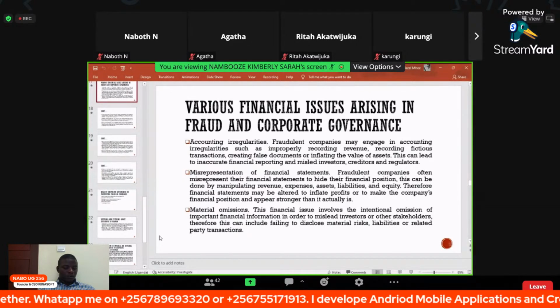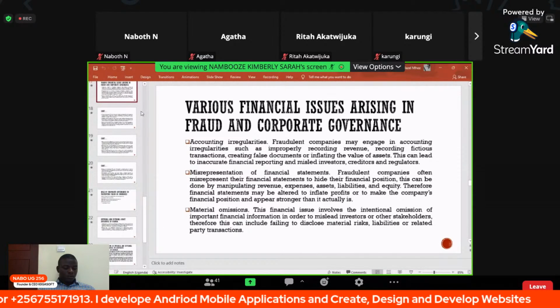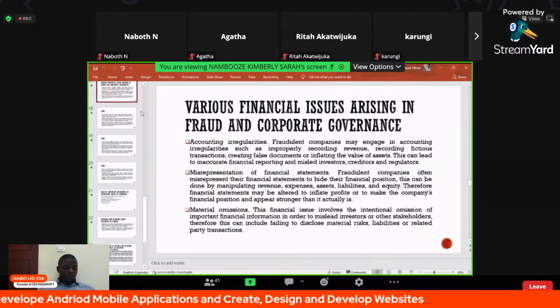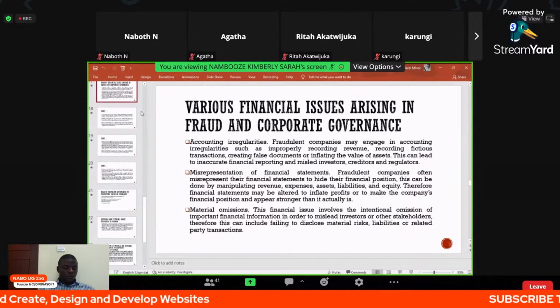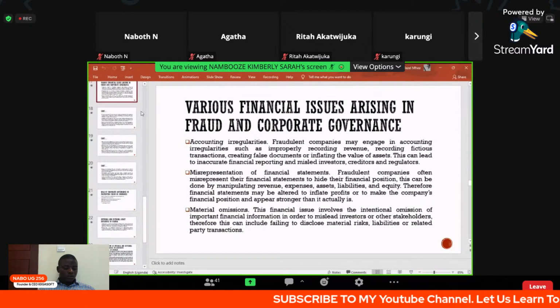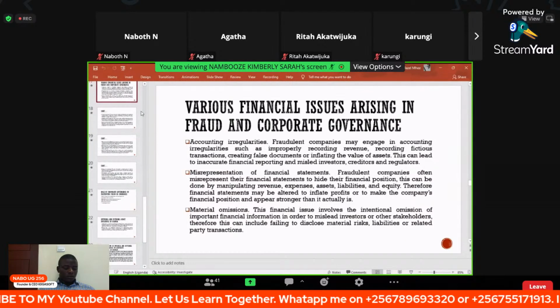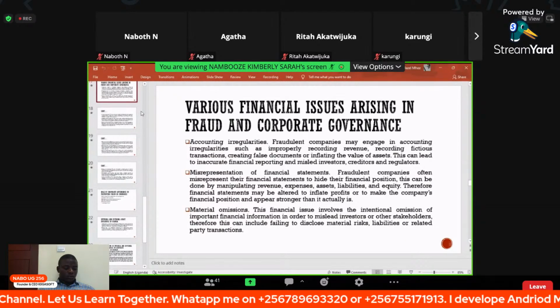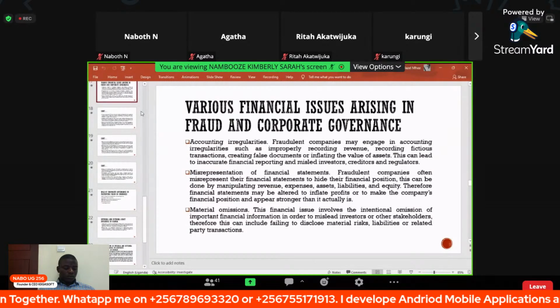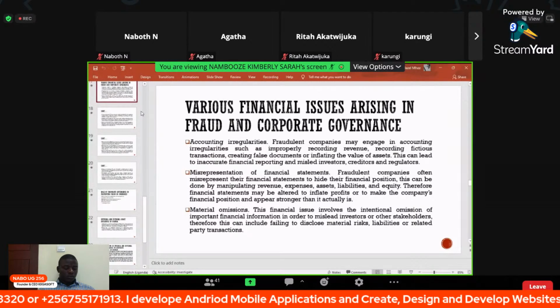So I'm going to also highlight various financial issues arising in fraud and corporate governance. One, we have accounting irregularities. Fraudulent companies may engage in accounting irregularities such as improperly recording revenue, recording financial transactions, creating false documents, or inflating the value of assets. This can lead to inaccurate financial reporting and mislead investors, creditors, and regulators.